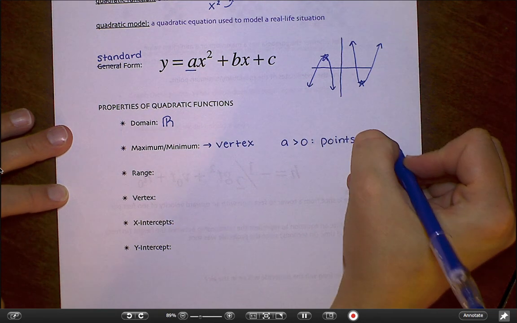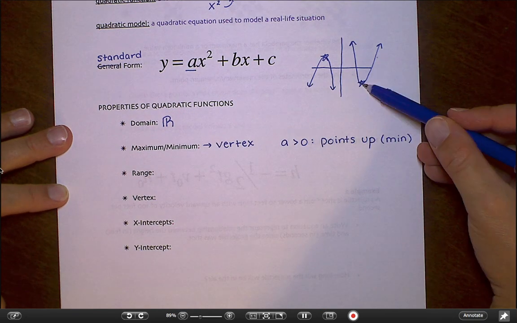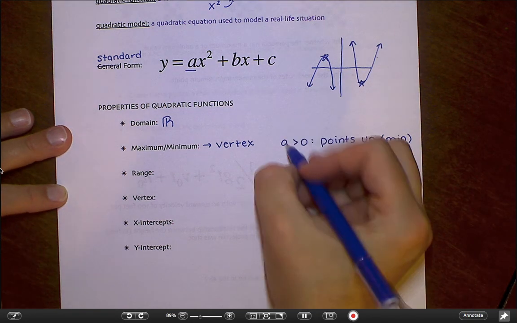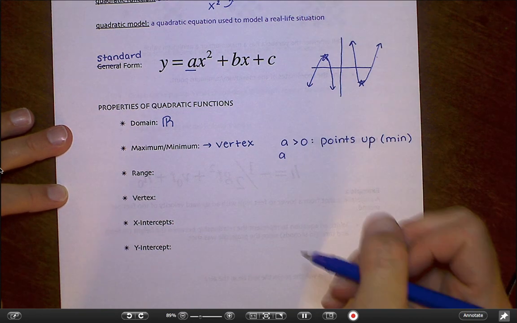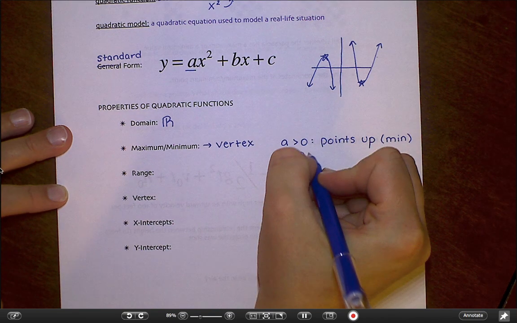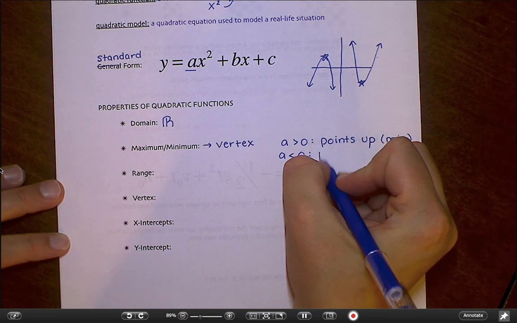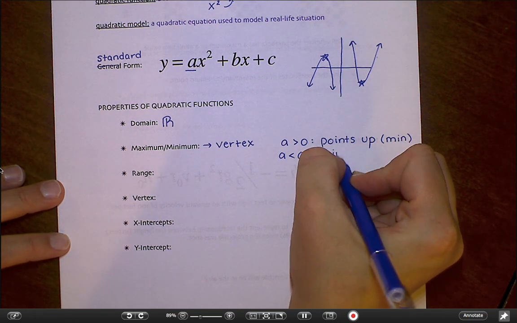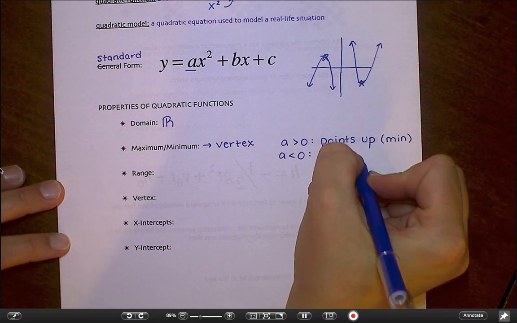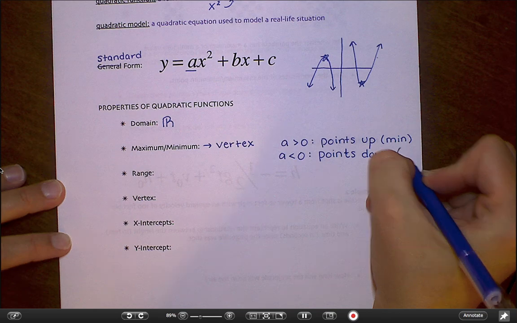And in that case, we have a minimum value, okay, because when it points up, that vertex is at the bottom. When a is greater than 0. Okay, a is less than 0 would be negative. Sorry, lost my train of thought there. When a is negative, the parabola is going to point down. And in this case, we're looking at a maximum.